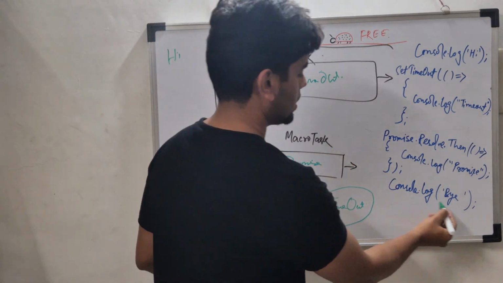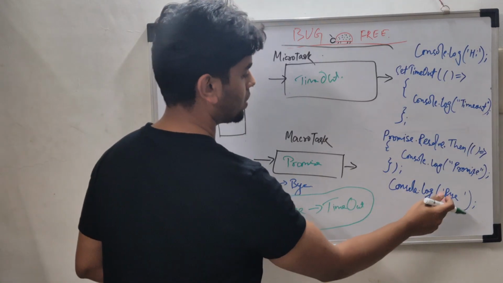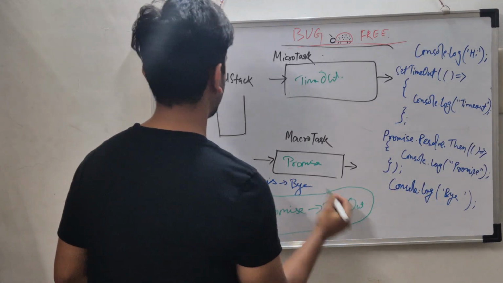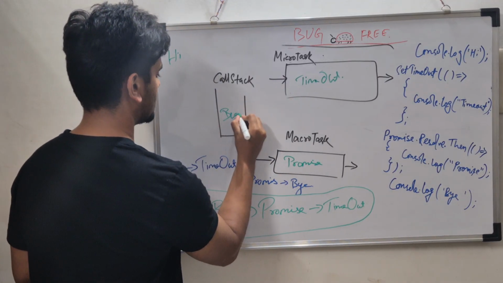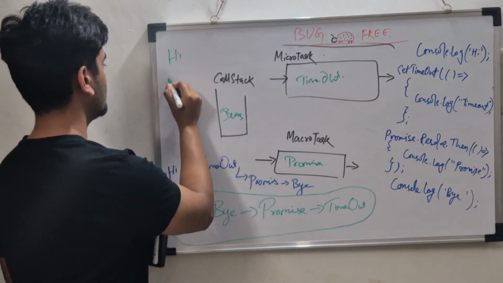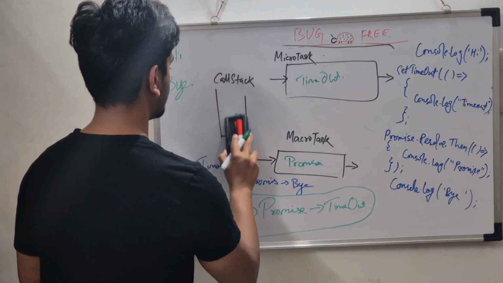The next line is console log bye. Here it's a simple line of code. It doesn't have any promise or set timeout, so it will be directly pushed to the call stack. As we know, the call stack will get executed, so bye will get printed. Now the call stack is empty.